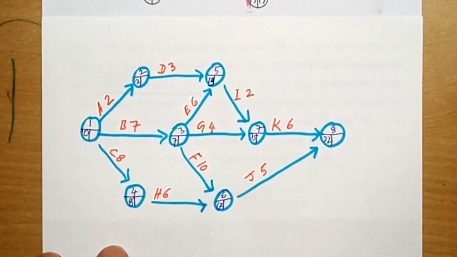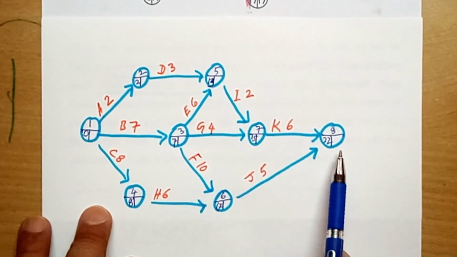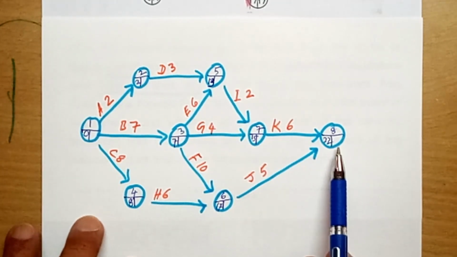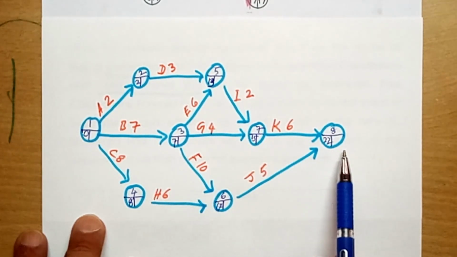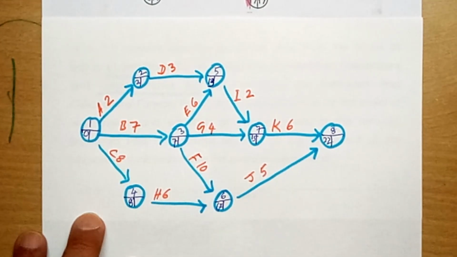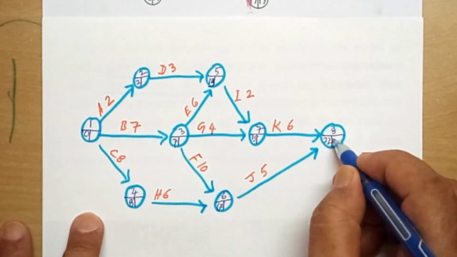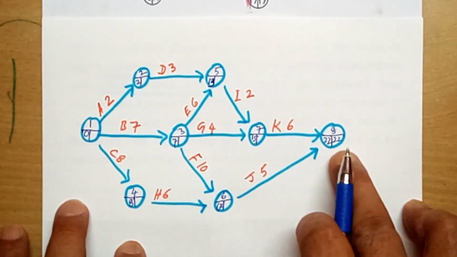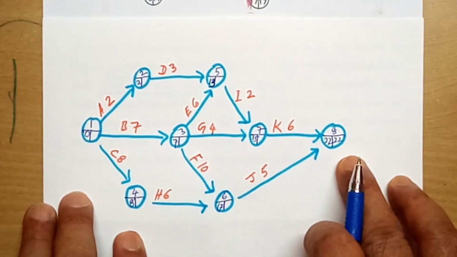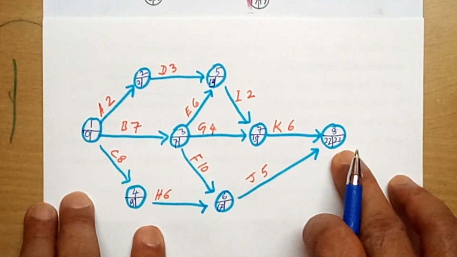During forward pass calculation, we started from the starting node and ended up with the ending node of the project. Now during backward pass, we'll start at the finishing node of the project and end up with the starting node of the project. So when you start the backward pass, you start with 22, which was the earliest start of the last node, the finishing node. You put the latest finish the same as the earliest start of this node, 22.